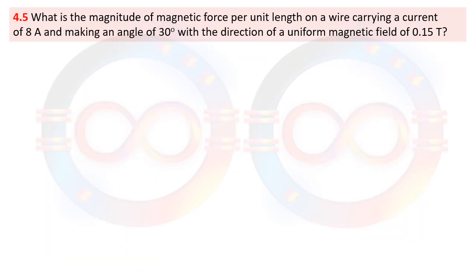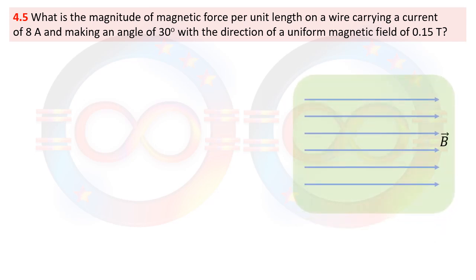Question number 5 is saying, what is the magnitude of the magnetic force per unit length on a wire carrying a current of 8 ampere and making an angle of 30 degree with the direction of a uniform magnetic field of 0.15 Tesla? So this is the magnetic field.